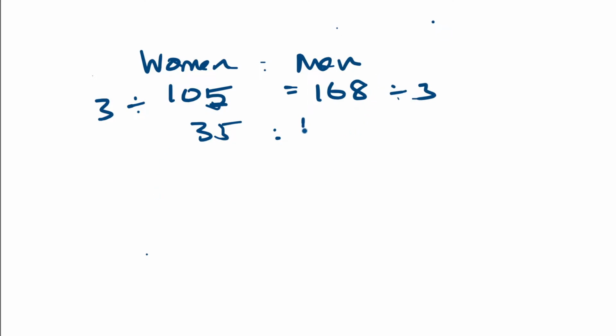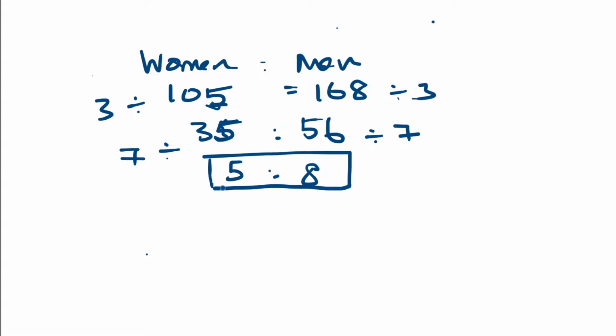Give me 56. I can further reduce this because if you are familiar with a timetable, you know that this is 7 timetable. I divide by 7. This one will give me 5. This one I divide by 7 because 7 times 8 will give me 56. So the ratio of woman to man is this. Write your sentence here, okay?